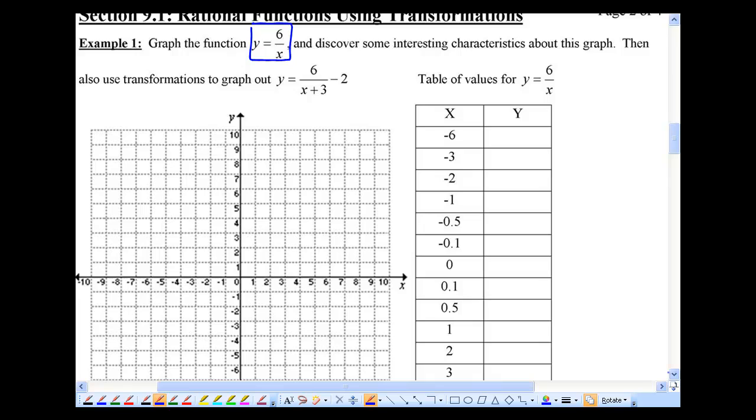I'll use blue for this graph. And notice I already started a table of values for you, so what I'd like you to do right now, please, is plug in the values of x, and then calculate the values of y. You do that on your own, I'll do that on my own. We'll race and we'll see who's faster. Okay? Go.